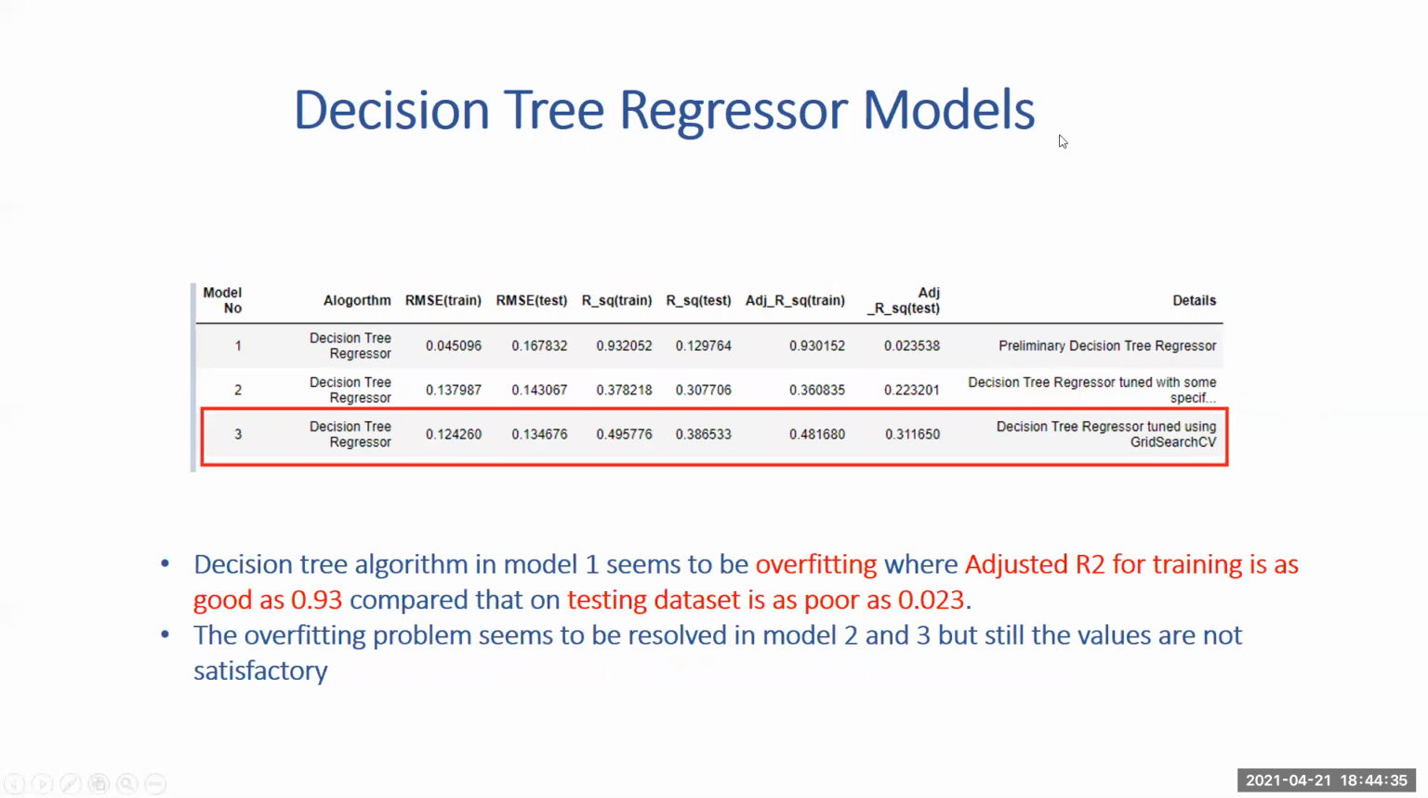When we see the decision tree regressor, there are 3 models which were built with this algorithm. The first model is just a preliminary decision tree, where the adjusted R-square value for the training data set is too good, and the adjusted R-square value for the test data set is so poor. It appears like this model has literally overfit the data and was not able to perform on the test. So the best which we could achieve with this is 0.48 and 0.31, which is not an ideal model.